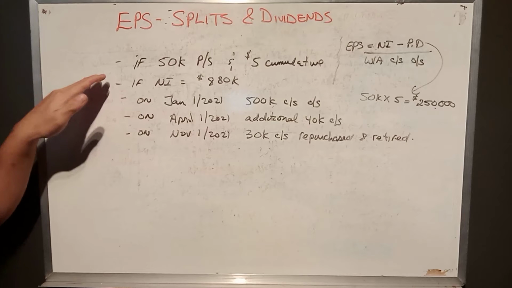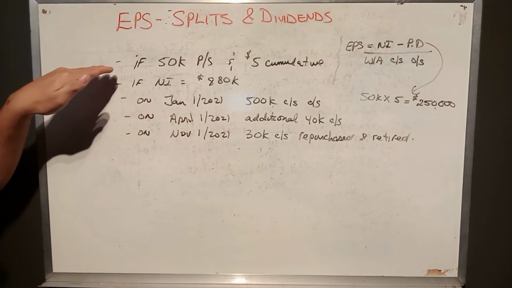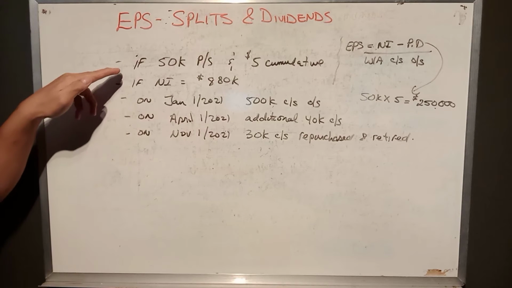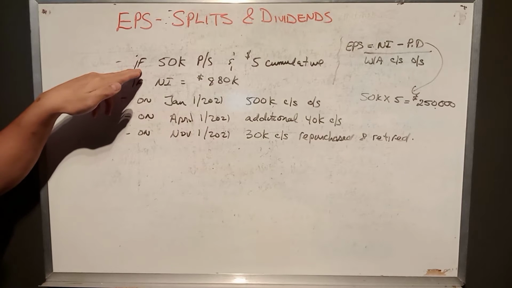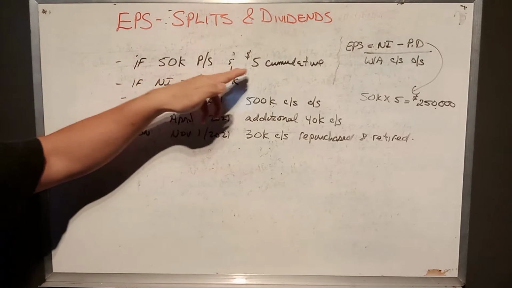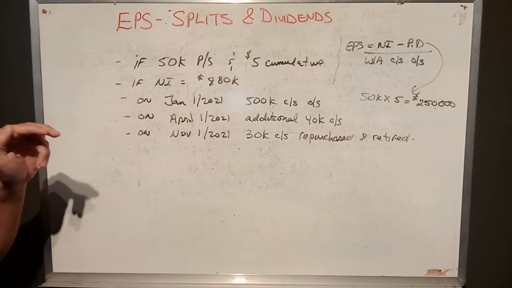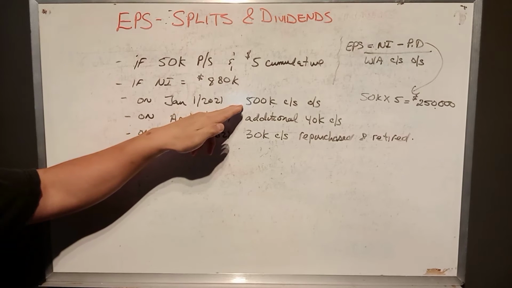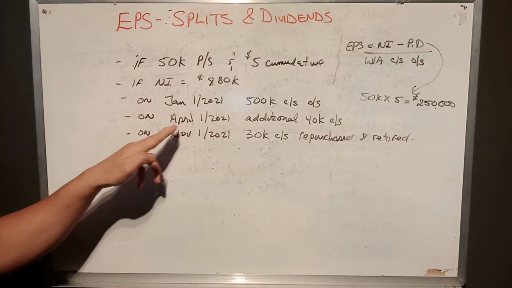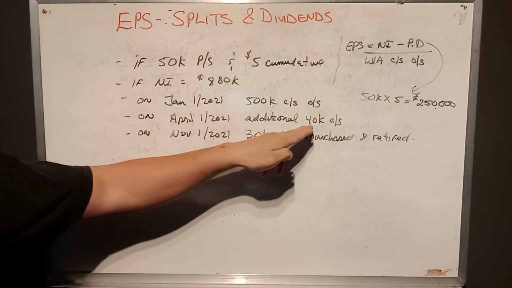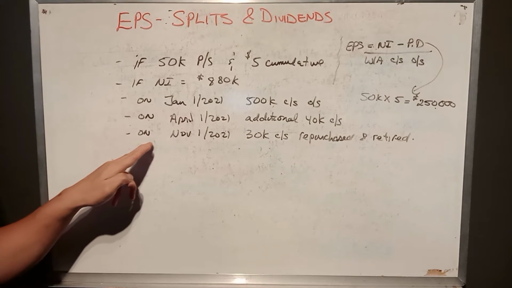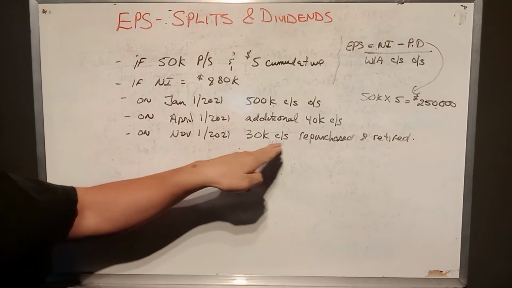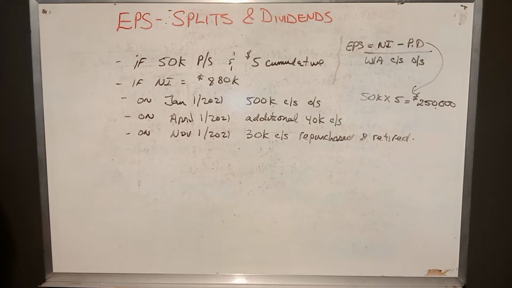This is the same as the last example, if you had tuned into my basic earnings per share computation tutorial. So we're assuming there are 50,000 preferred shares at $5 cumulative, net income is $880,000, on January 1st, 500,000 common shares were outstanding, on April 1st, an additional 40,000 common shares were issued, and then on November 1st, the company repurchased and retired 30,000 common shares.